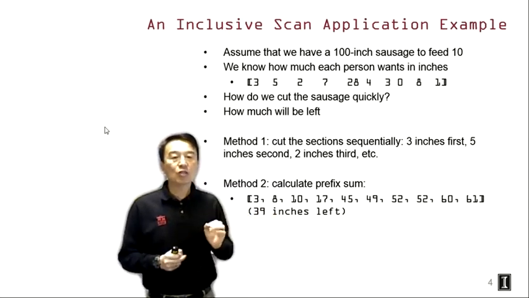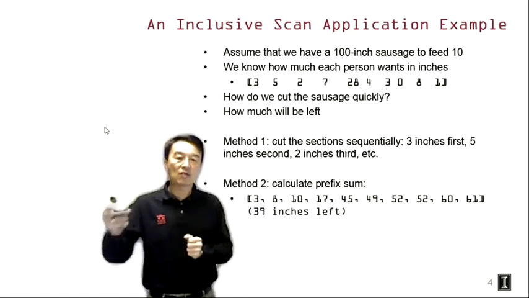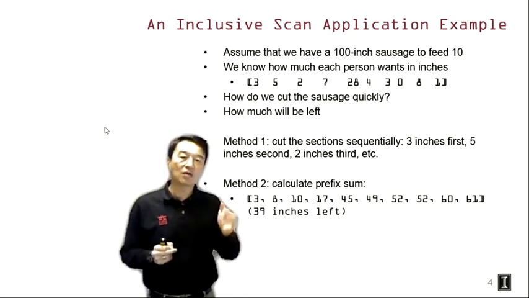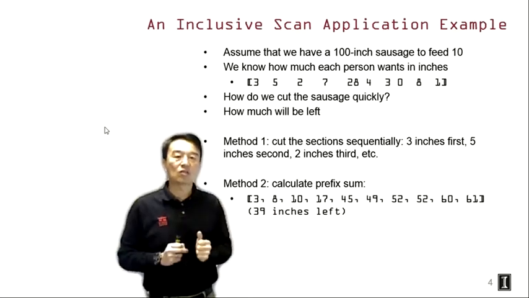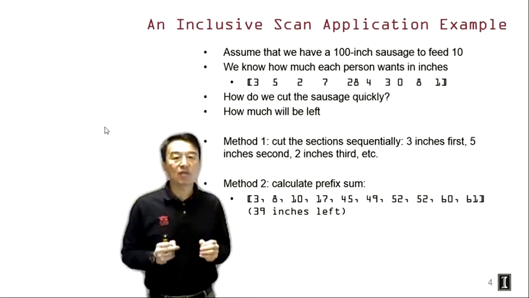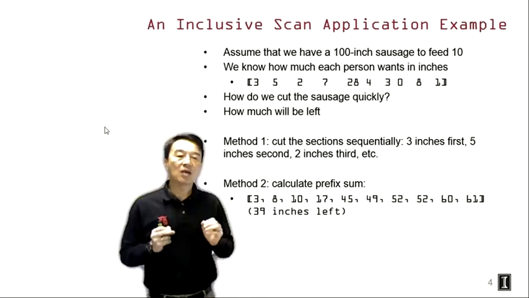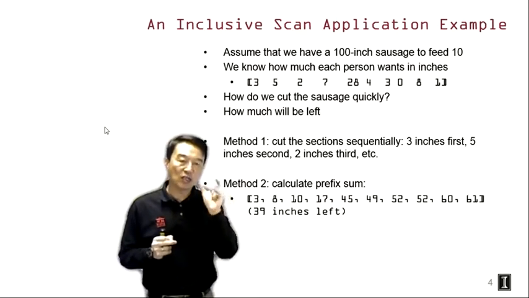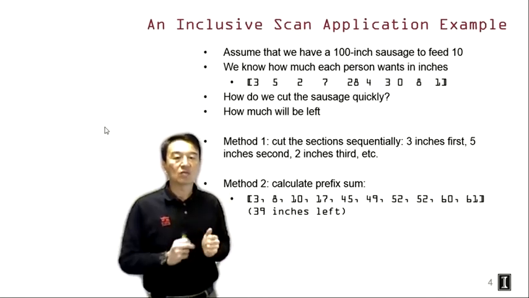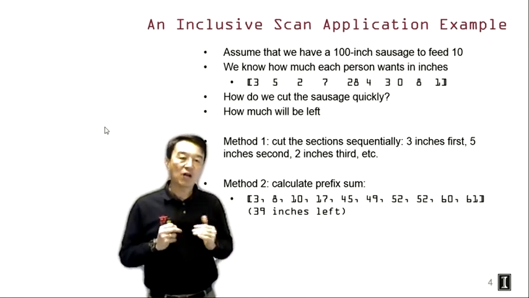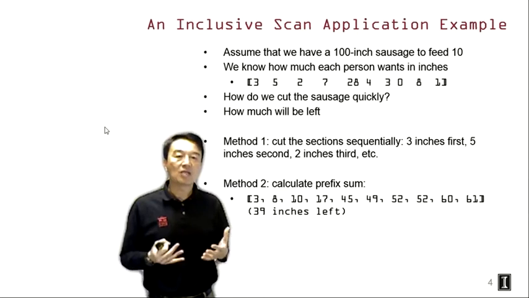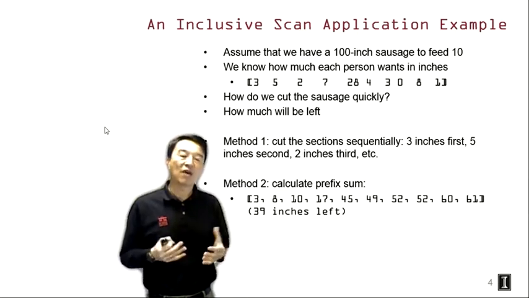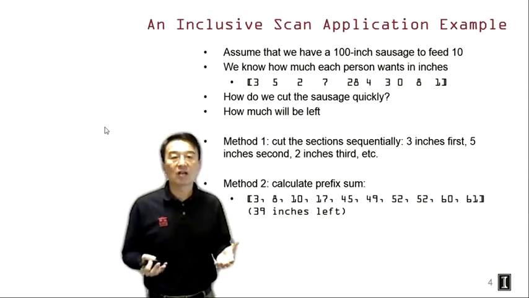So each time we cut a section, we give it to one of the students, and then we cut another section, we give it to another student. This is a very simple method. Any time we take the remaining section, we just need to measure the next order. We cut, we give to the student.